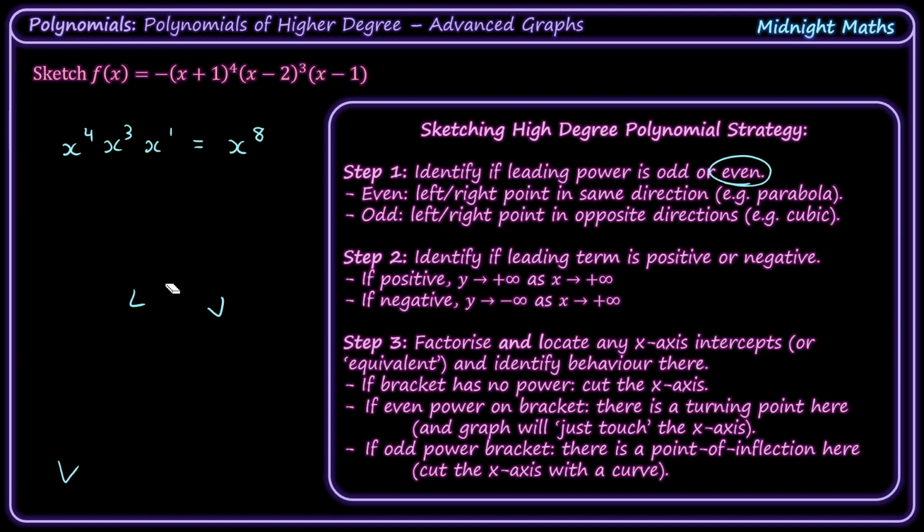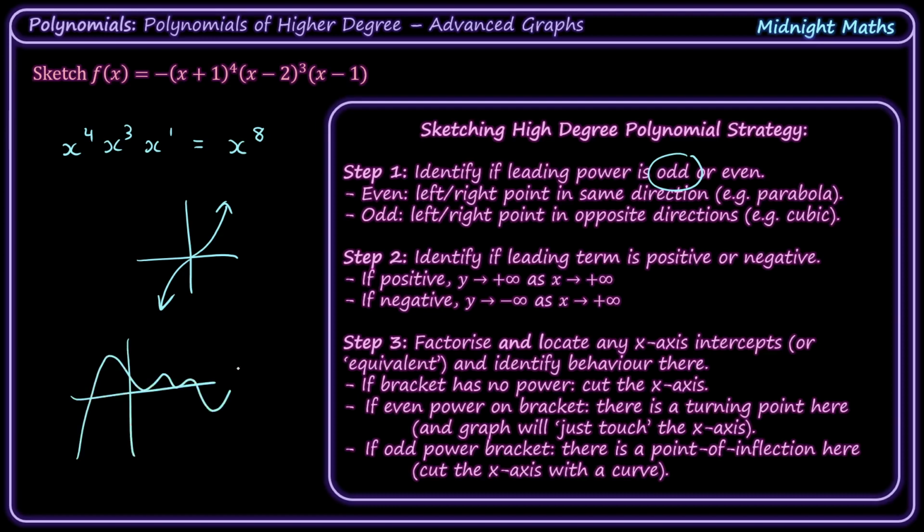Now for an odd power, it's just the opposite of that, right? So if I have an odd power, which is my leading power, then my graph will point in opposite directions. So the best thing to compare it to is a cubic. We know a cubic starts and ends in opposite directions. And so if I have a higher power, I can have any sort of thing happening, but it will start and end by pointing in opposite directions.